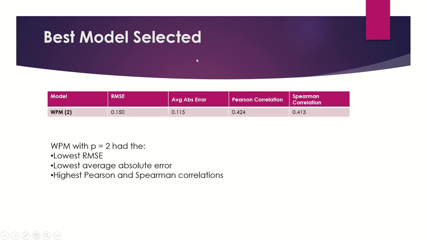Best model selected. Based on the parameters, the best model is WPM2, which has RMSE 0.150, average absolute error 0.115, Pearson correlation 0.424, and Spearman correlation 0.413. It has the lowest RMSE, lowest average absolute error, and highest Pearson and Spearman correlation.